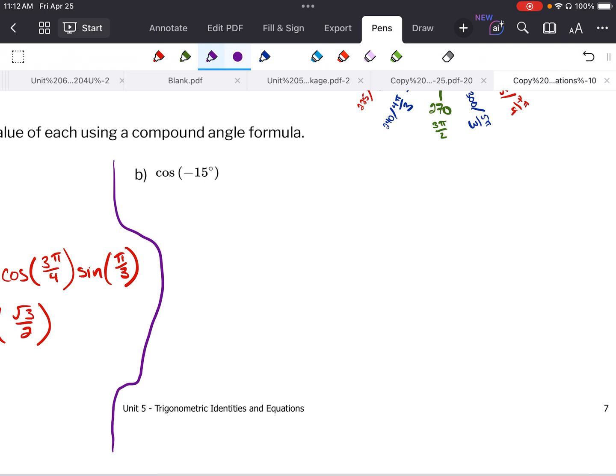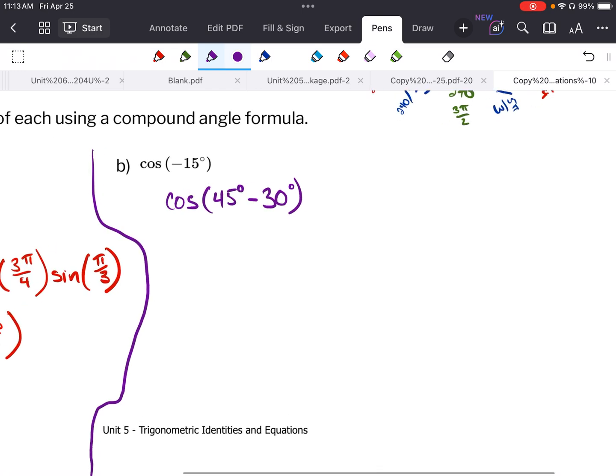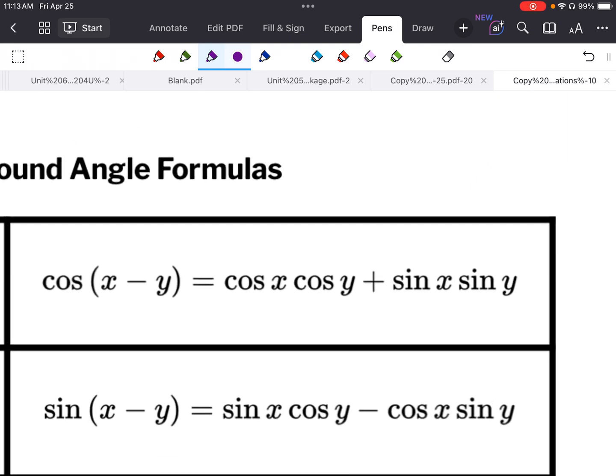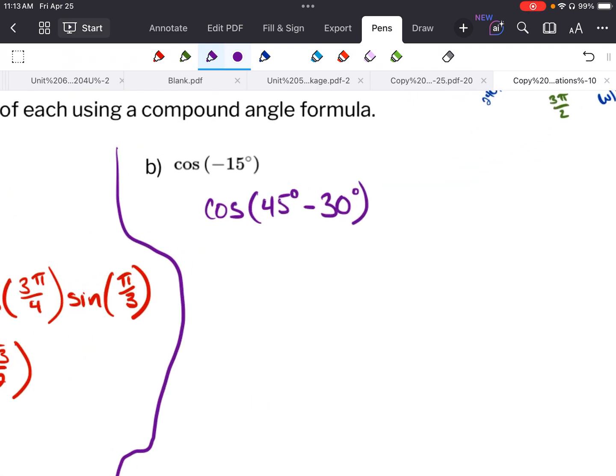Cos of negative 15. Okay, so we don't have any numbers smaller than 15 in our unit circles, so we're not going to be adding two negative numbers together, but we could do the cos of 45 degrees take away 30 degrees. That gives us the 15 we're looking for. Okay, if you wanted to use 60 and 45, you could use any of them. If you wanted to use 150 and 135, whatever, up to you. But this one is the most basic, so let's work with it. Okay, and cos x minus y looks like this. Cos x times cos y plus sine x times sine y.